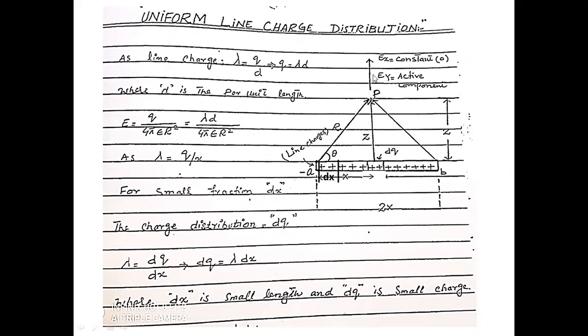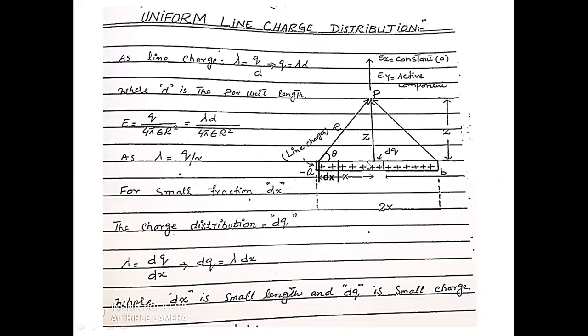The active component is y. This whole line acts as a source charge, and this point of observation acts as a test charge. Both of these are positive, so the line will push the test charge in the upward direction. If you consider this point, it will cancel out the components with this portion, and this portion will cancel out the vectors with that portion.